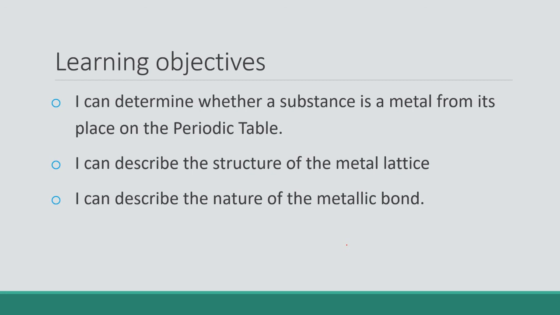So this video has been about how to determine whether a substance is a metal from its place on the periodic table. So that's on the left-hand side. Describe the structure of the metal lattice and the nature of the metallic bond.